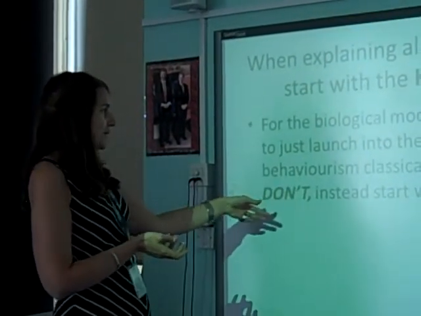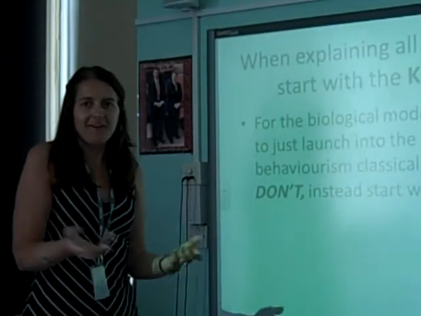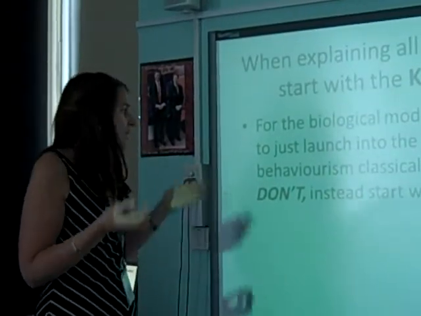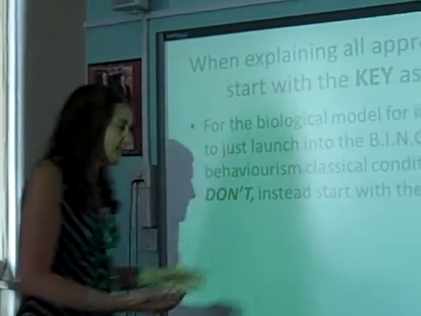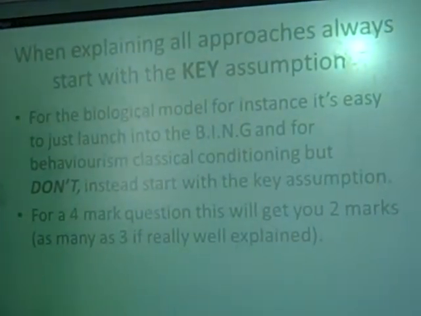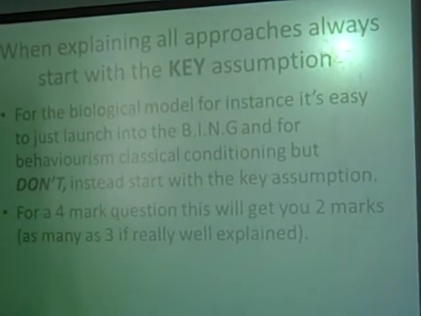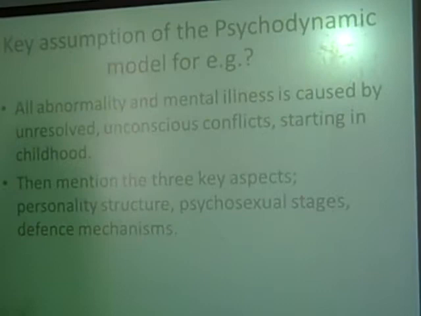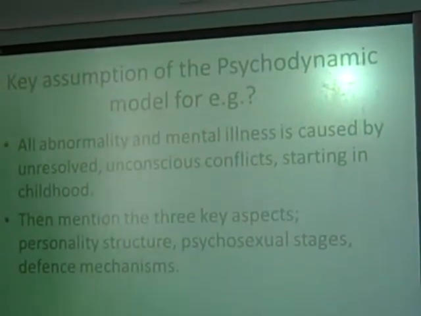And for behaviourism, if you write the whole of classical conditioning, what it is in all the detail, again, you're not going to get many marks. So always start with the key assumption and then follow it with the rest, because then you're getting the gist of this. For a 4-mark question, you'll get 2 marks for this, as many as 3 if it's really well explained, just for the key assumption, and then you can bring everything else in.